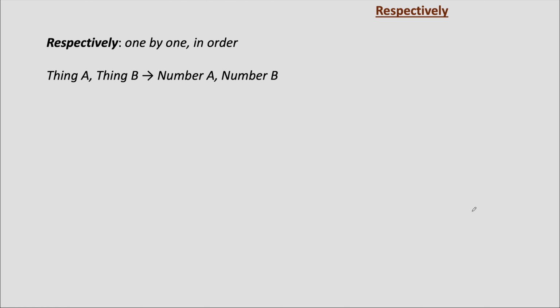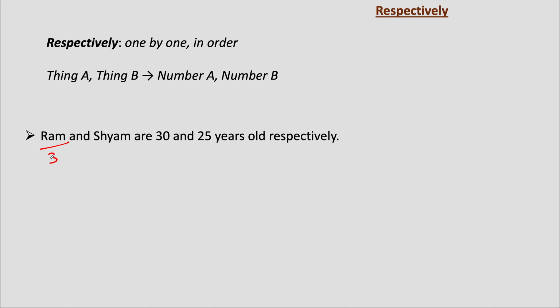Respectively is a very useful word in writing task 1. Respectively means one by one in order. So when we mention two things and then we mention two numbers, respectively tells us that the first number belongs to the first thing and the second number belongs to the second thing. A very simple example. If I say Ram and Sham are 30 and 25 years old respectively, it means Ram is 30 and Sham is 25.